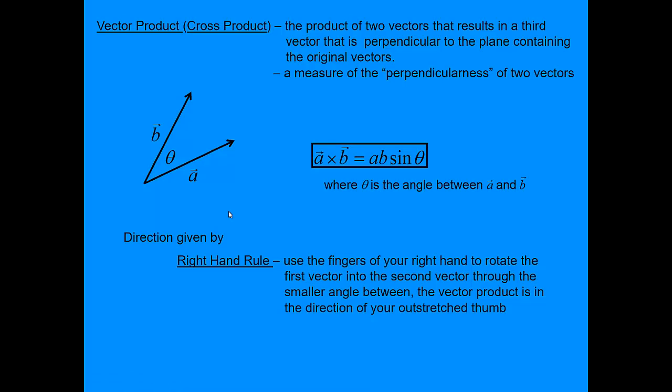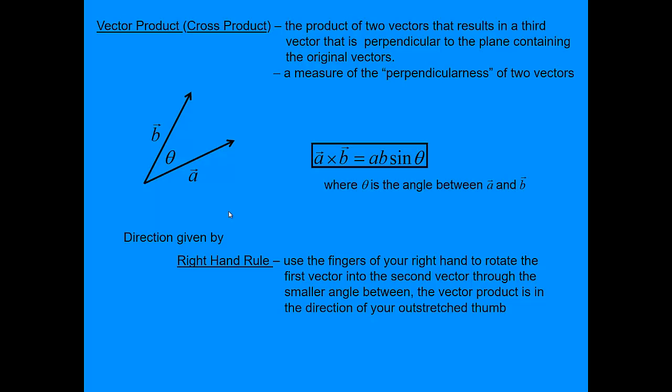Cross products are always perpendicular to the plane, or the vector resulting from a cross product, or a vector product, is always perpendicular to the plane containing the original two vectors. Rotate the first vector into the second vector. Now, you'll notice that this is not commutative.